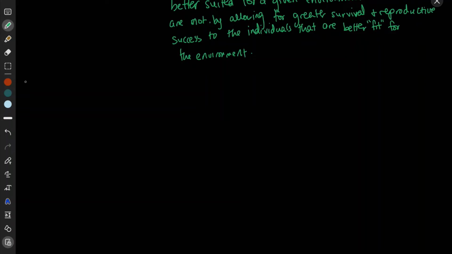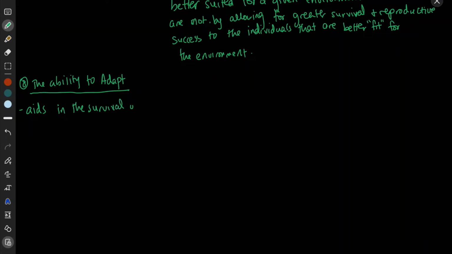So now let's discuss the last one. We're on number 8 now, which is the ability to adapt. Again, this is another characteristic that aids in the survival of the species. What do we mean by that? Well, first let's define what an adaptation is, right? That would be the first thing to do. Adaptation. So what is an adaptation?